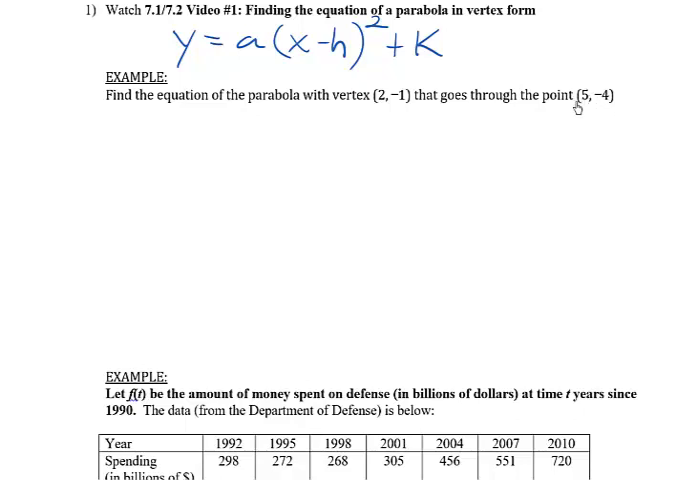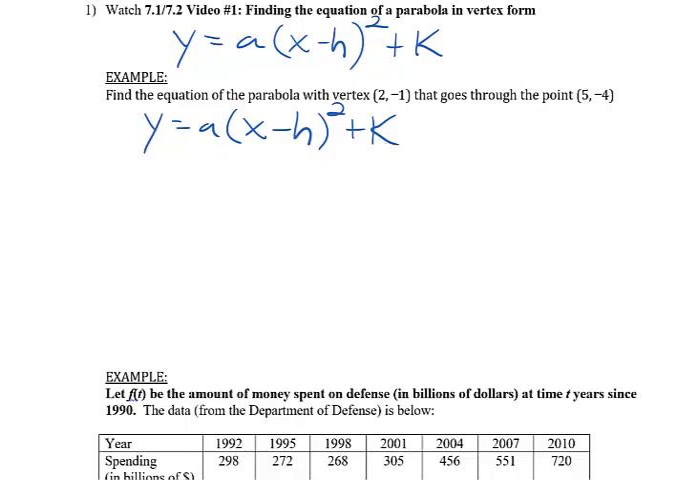It turns out that as long as you have the vertex and a point, you can easily find the equation of the parabola. Let me begin by jotting down again that vertex form. All I need to do is figure out the a, the h, and the k. Those are just numbers, constants. And if I can figure out their values, I stick them in here and I'm done.